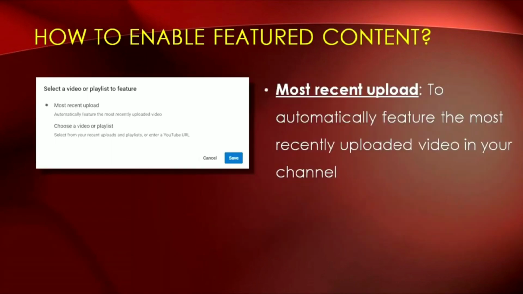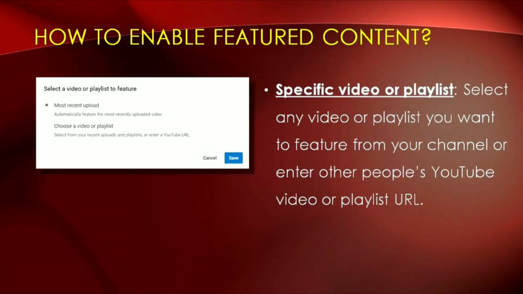Let me briefly explain more about the two available options you can select from. Most Recent Upload is where you choose to automatically feature the most recently uploaded video in your channel. This means that YouTube will automatically feature the video that is most recently uploaded in your channel in the featured video slot. On the other hand, specific videos or playlists are where you can select any video or playlist you want to feature from your channel, or you can enter other people's YouTube video or playlist URL.